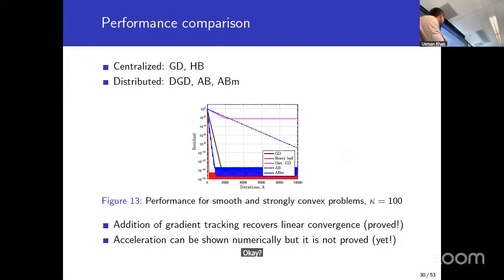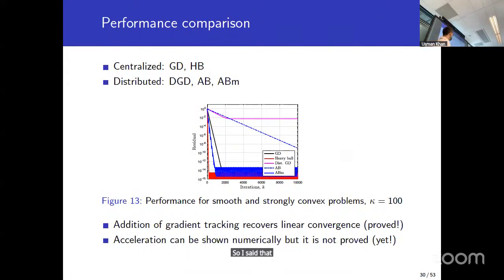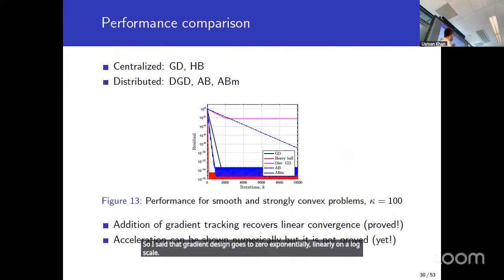And this is the convergence plot. So recall the magenta and black are from my previous figures. I said that gradient descent goes to 0 exponentially, so linearly on a log scale. Distributed gradient descent converges linearly, but to a steady state error. And the AB method, because it does gradient tracking, is able to remove the steady state error. So that's the blue dashed line. And then when we add momentum to AB, we get to this blue curve experimentally.